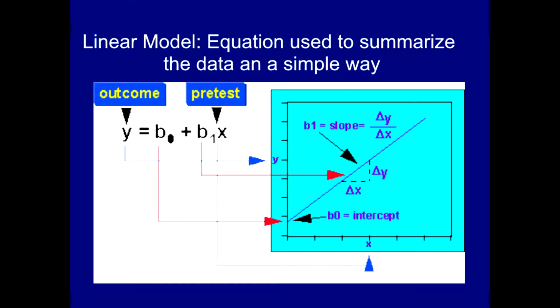Chapter 8, Bivariate Linear Regression. The linear model is the equation of a straight line through the data that can summarize the general pattern with only a few parameters.